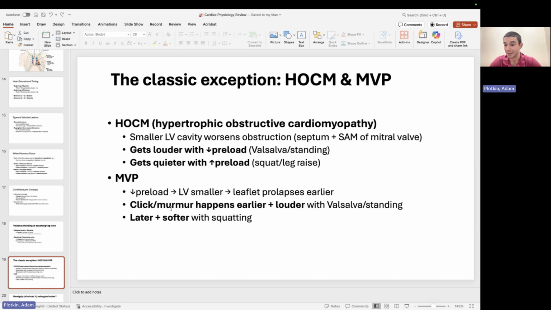But essentially, what HOCM is, right? It's a genetic disease. Okay, there's a lot of different mutations. A lot of them tend to stem from the beta myosin gene kind of being overactive, and you'll get the interventricular septum of the heart, which the right ventricle is here, the left ventricle is here.